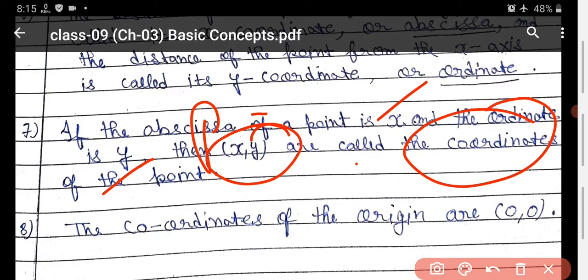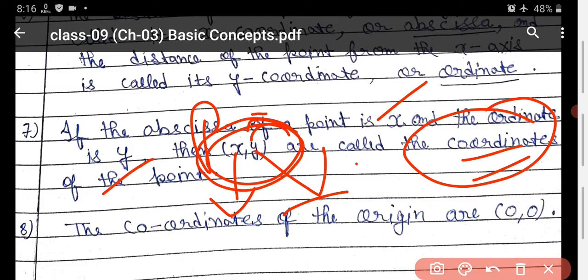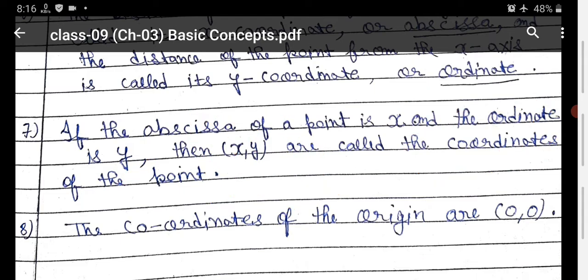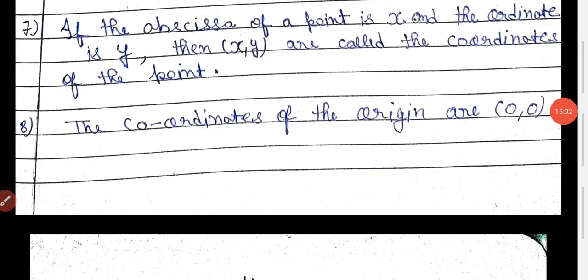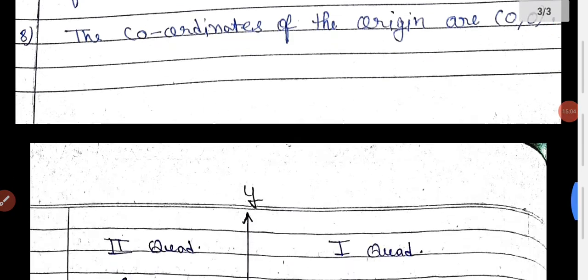They together are called the what? Coordinates. If you ask them separately, then the first value is known as x coordinate or abscissa, and the second value is known as y coordinate or ordinate. If together you have to call them, then they are known as coordinates only. Okay, now the coordinates of the origin are (0, 0). As I told you, the coordinates of the origin are always (0, 0).